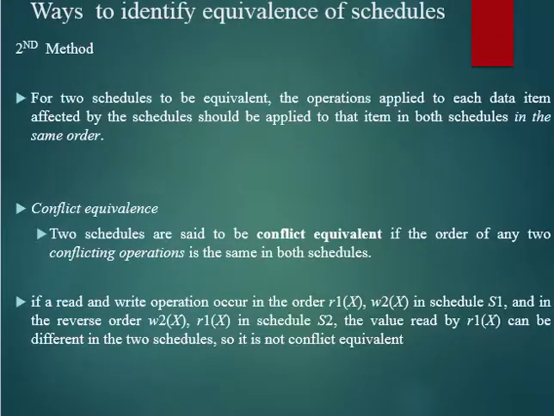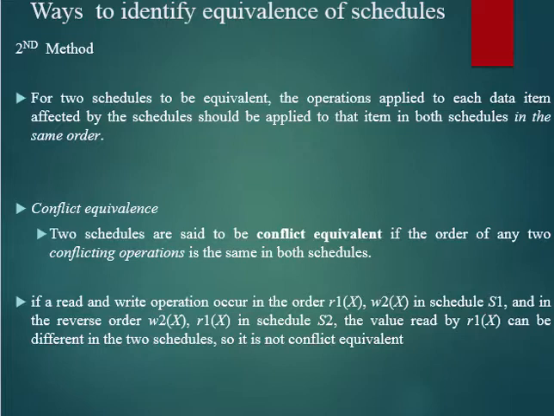So, the second way to identify equivalence of schedules. For two schedules to be equivalent, the operations applied to each data item affected by the schedules should be applied to that item in both schedules in the same order. This is one of the important methods. It says that if you are doing some operations on a data item in a serial schedule, then you have to follow the same order in the non-serial schedule.